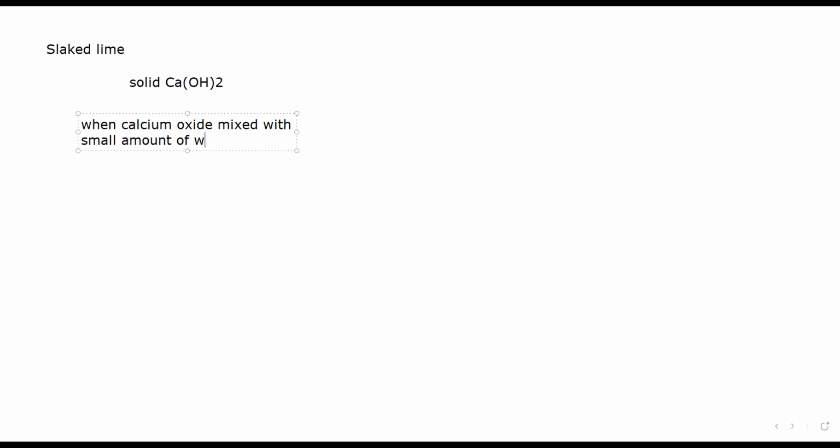The third one is known as slaked lime. What is slaked lime? Basically, solid calcium hydroxide is known as slaked lime. And how is it formed? When calcium oxide is mixed with a small amount of water. Very small, like drops of water are added.